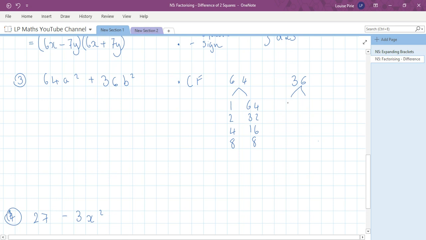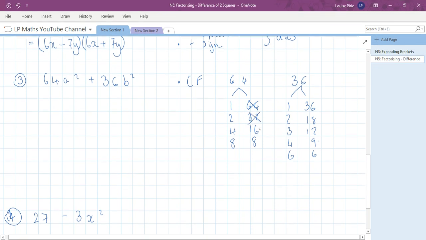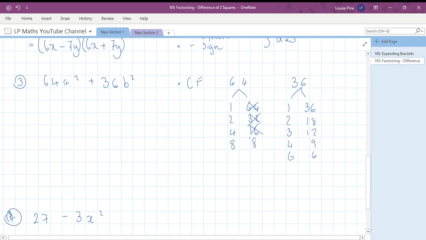We're going to repeat the process for 36. 1 and 36, 2 and 18, 3 and 12, 4 and 9, and we have 6. Now that shows that they're both square terms, so that's quite good. We know the numbers are at least square. Let's find the highest common factor for this. I'm going to go to the biggest number and cut out until we get a common factor. 64 does not appear in both sets. 32 does not appear in both sets, nor does 16 or 8. 4 does. So therefore 4 is our highest common factor.